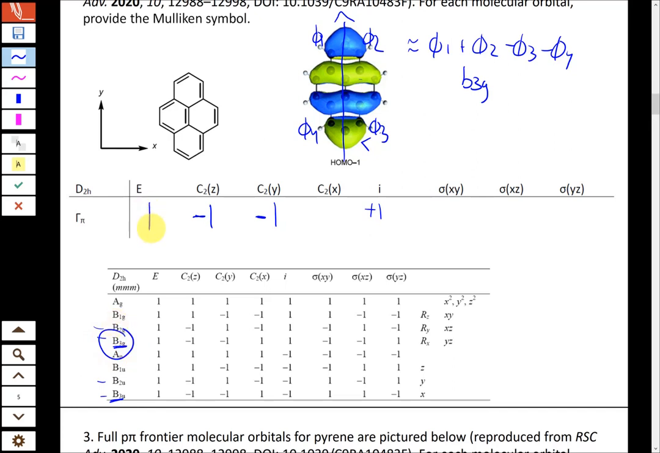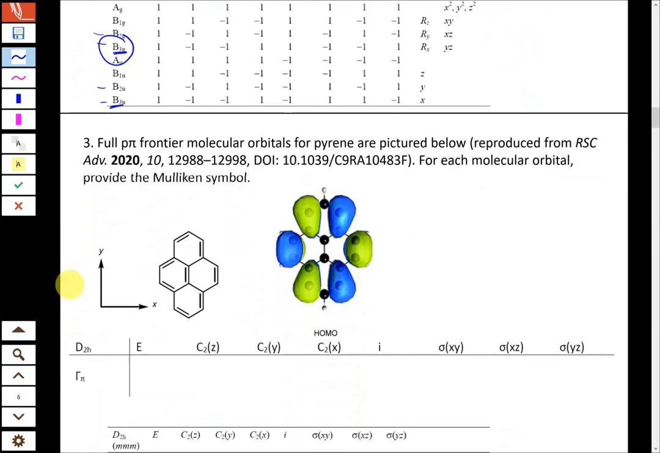You get 1 for E, and you could do the other 4 to figure out what those characters are, and they should all match B3G. But that set alone, there's no other representation that has -1 for Z and Y, and +1 for identity. So just those operations can distinguish this as B3G. So we got B3G doing it both ways. Let's go on to the next one and do the same thing.